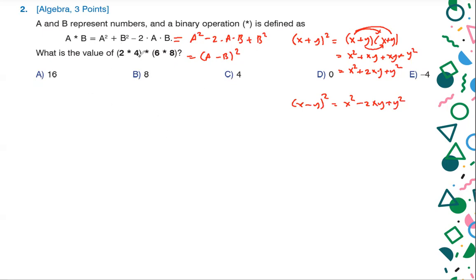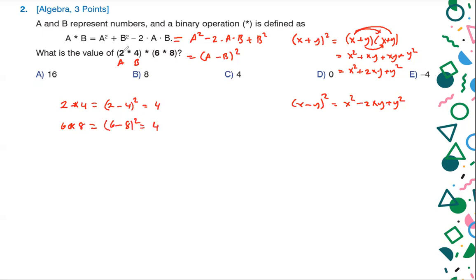The first thing we are given is 2 star 4, right? So if I do this 2 star 4, that will be our A, and this will be B. So A minus B will be (2 minus 4) to the second power, which is 4. And if I do the same thing with 6 and 8, that will be (6 minus 8) squared, and that is also 4.